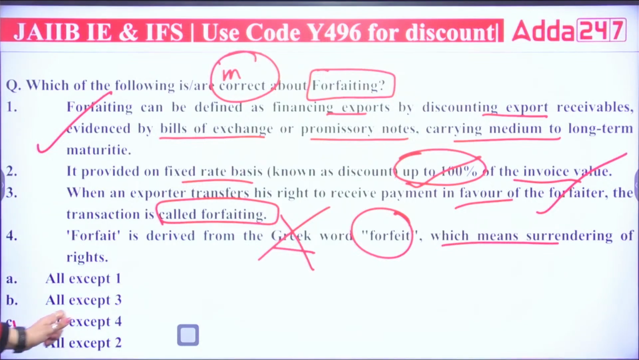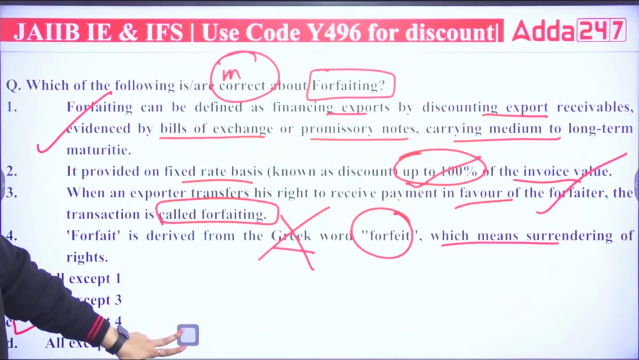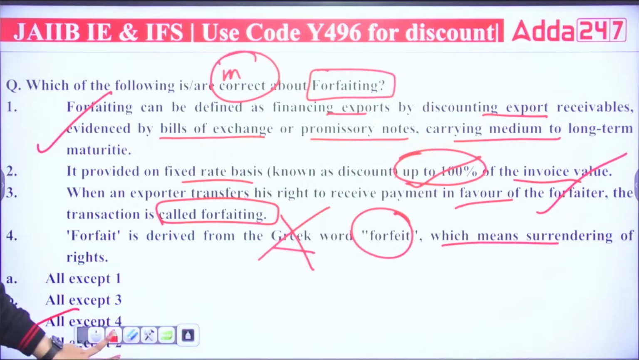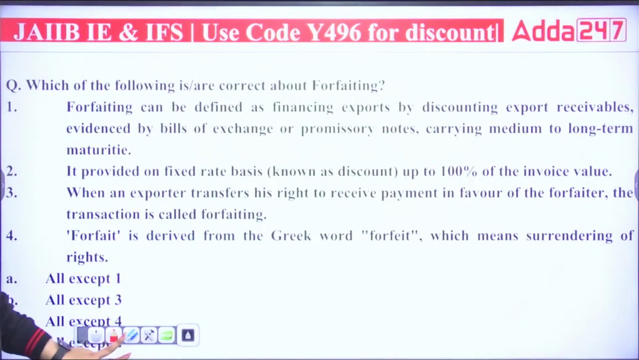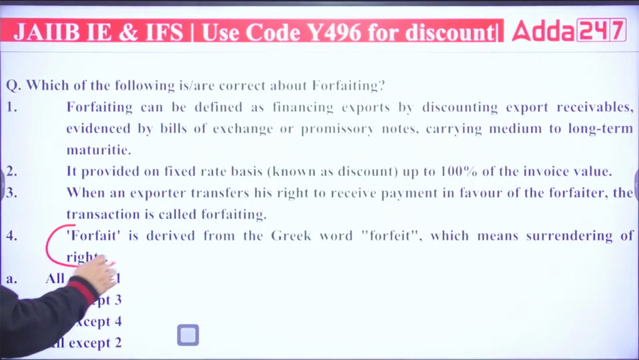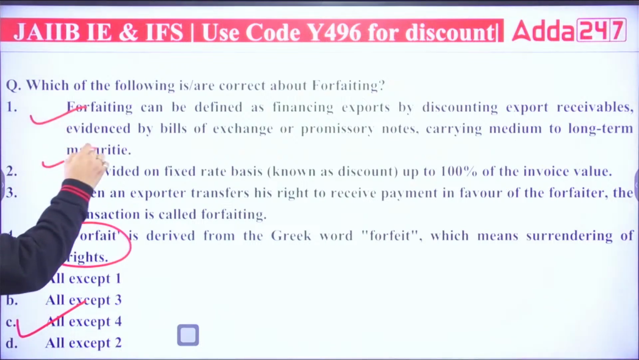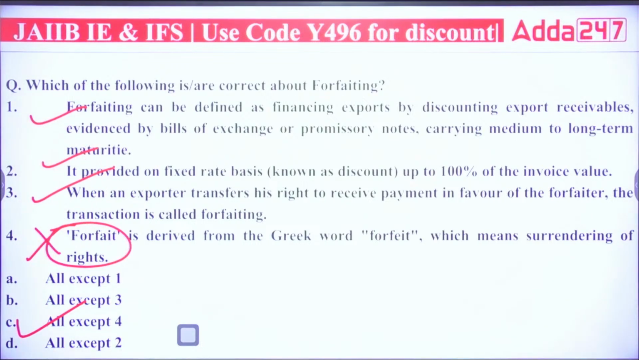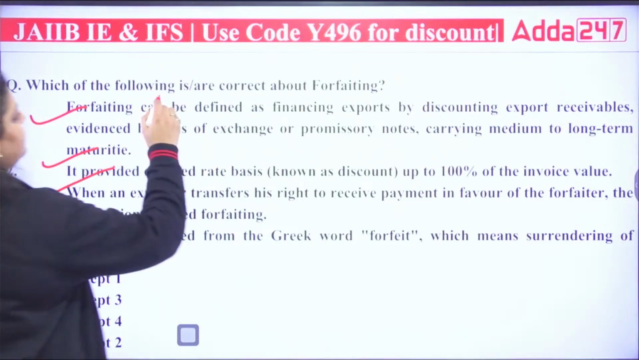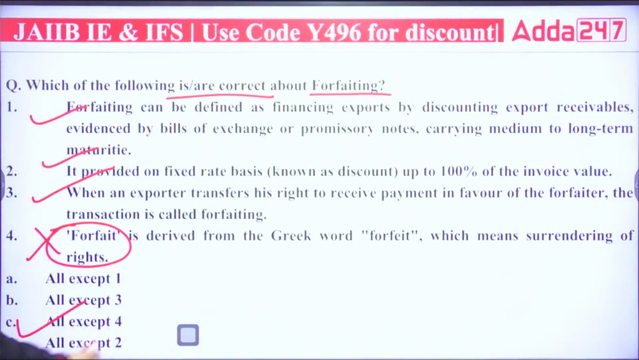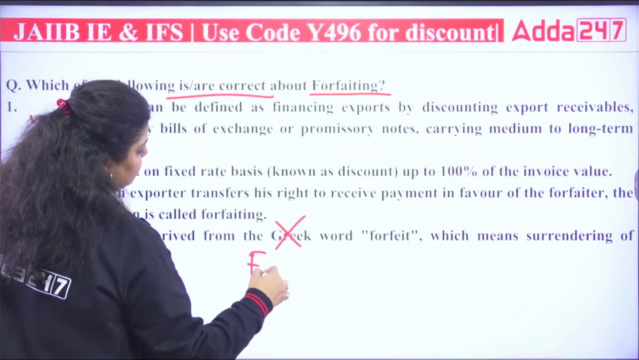All except 4 are. Acha. It is asking about the correct statement. Acha, okay, theek hai. So the right answer will be all except 4. Only the fourth one is not correct. All the rest are correct. So the right answer will be your C. So the question is asking which of the following is or are correct about forfeiting. All are correct except the fourth statement, because it's not a Greek word, it's a French word.